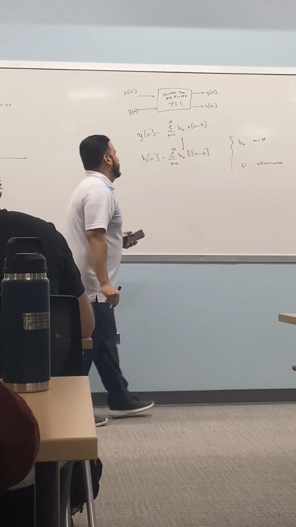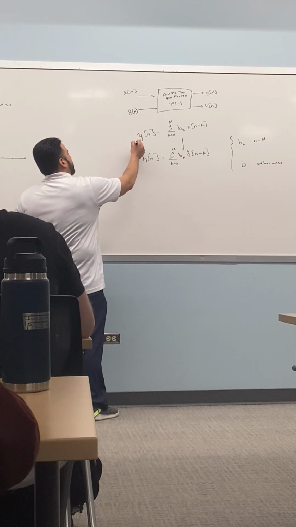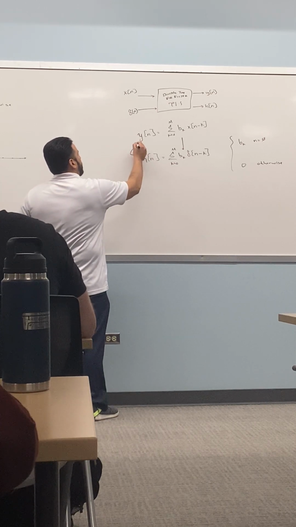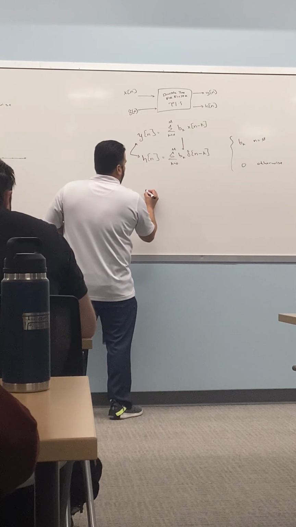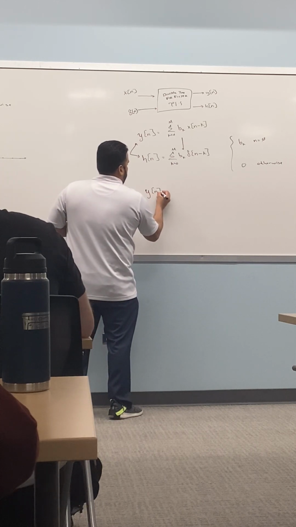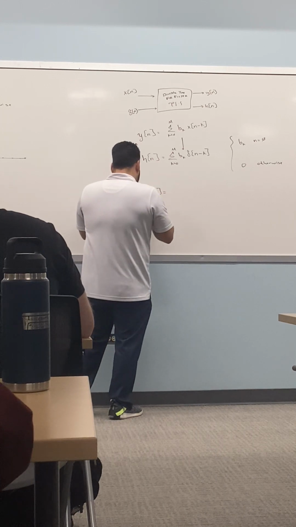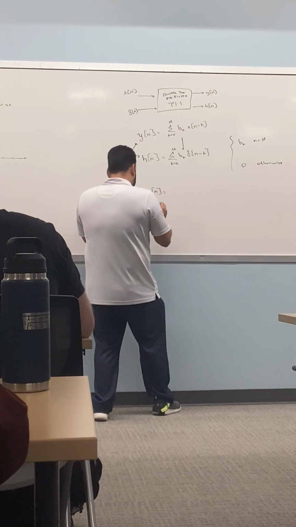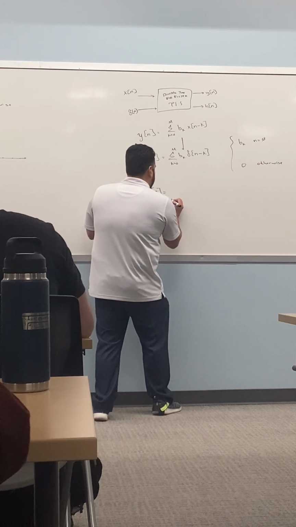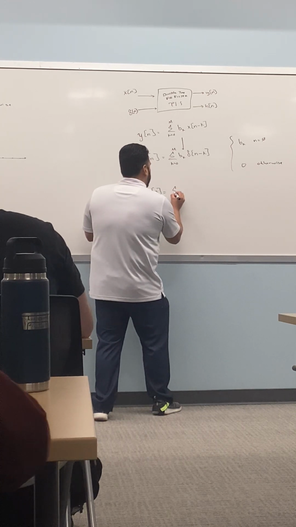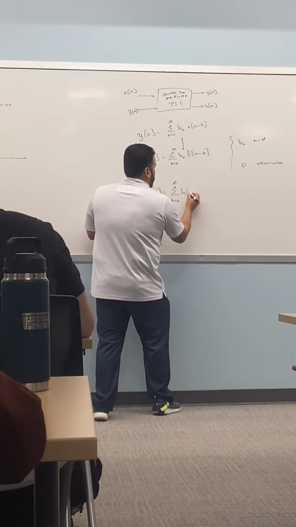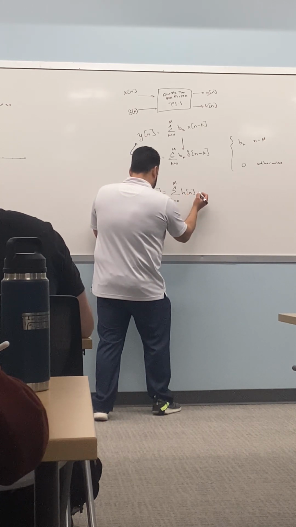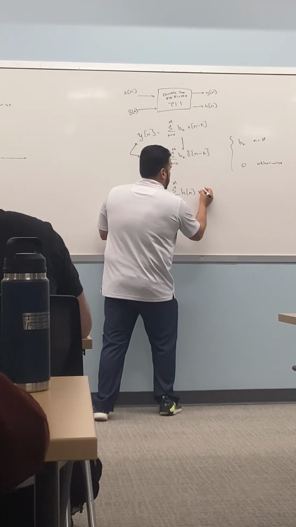Okay? And then we marry these two, because we love to do those kinds of things. Then we say, okay, fine. Then our y of n can be written as the summation, k equals 0 to M, M-order filter, h of k times x of n minus k.